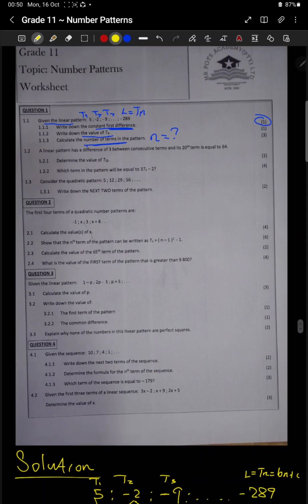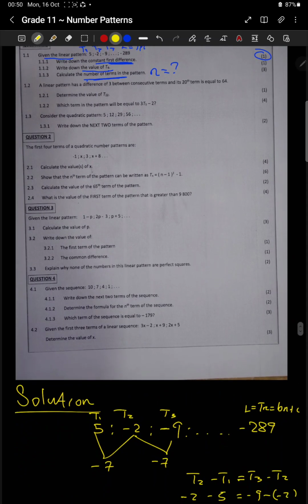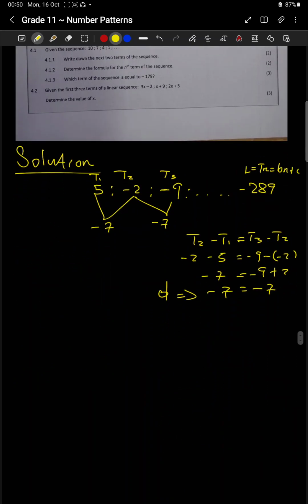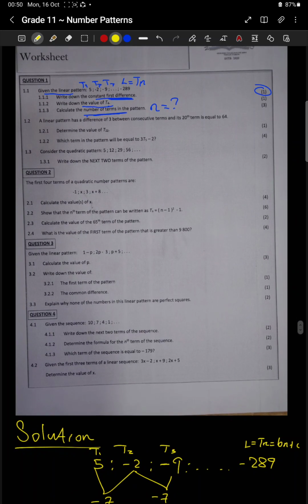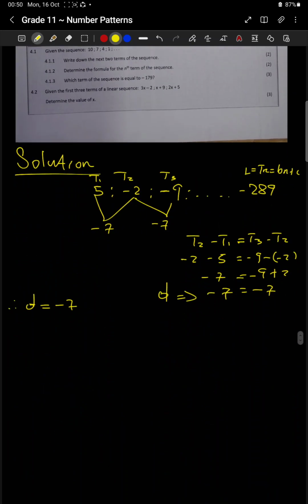So we are done now, because they say we must find the constant difference in the first question. So we just say therefore d is equal to -7. So we are done in this question. And then we go to the next one. The next one says write down the value of T4.